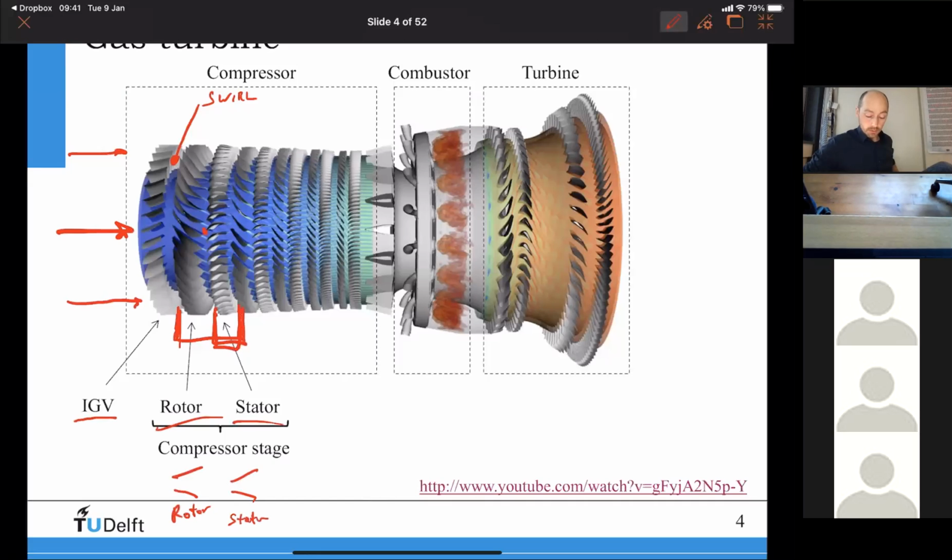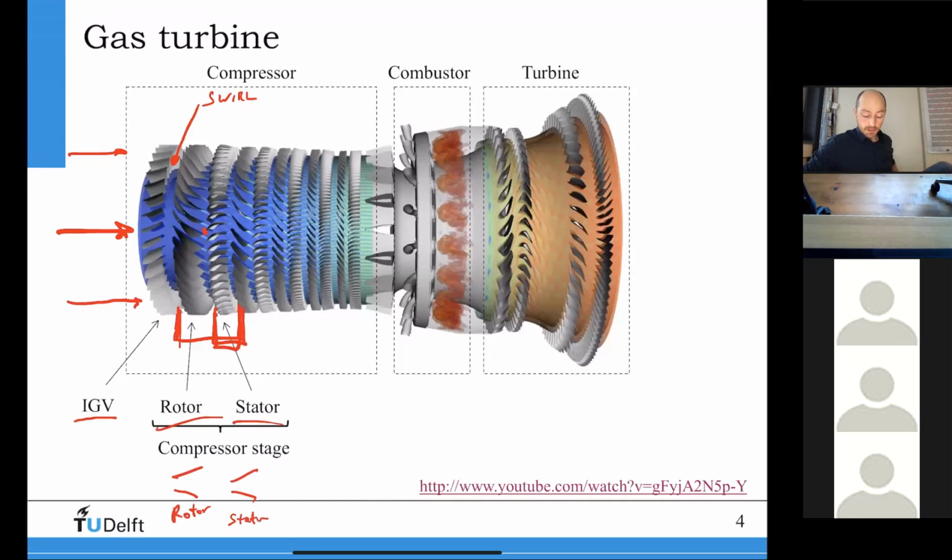Then if we go to the turbine, you can see we have the opposite. We have the stator first and then the rotor, and we call this a turbine stage. In the turbine, the stator creates angular momentum, so you add tangential flow velocity, and this tangential velocity can then be used to extract work from the flow. Or rather, the work is passed to the rotor blades.